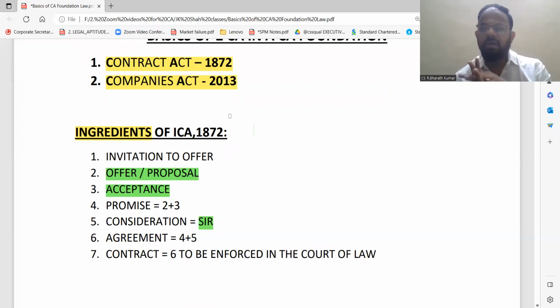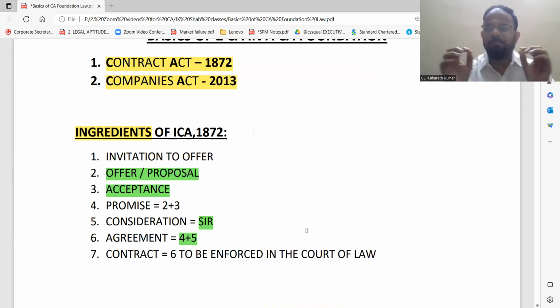So it can be for any consideration. Only then the promise becomes completed, and only when the promise is connected with consideration, we say it is called agreement. Agreement is nothing but 4 plus 5, which means it is promise plus consideration.